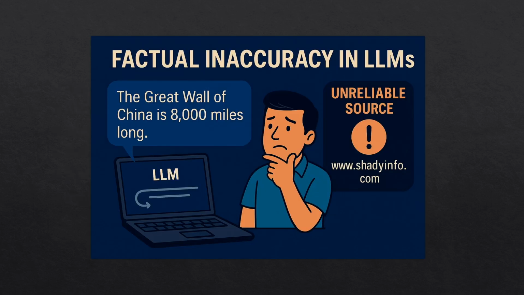Okay, so let's talk about factual inaccuracy in LLMs. As the name suggests, misinformation refers to a situation where an LLM provides false or misleading information to the end user. This can occur either intentionally due to the influence of malicious actors, or unintentionally as a result of poor quality or biased training data.